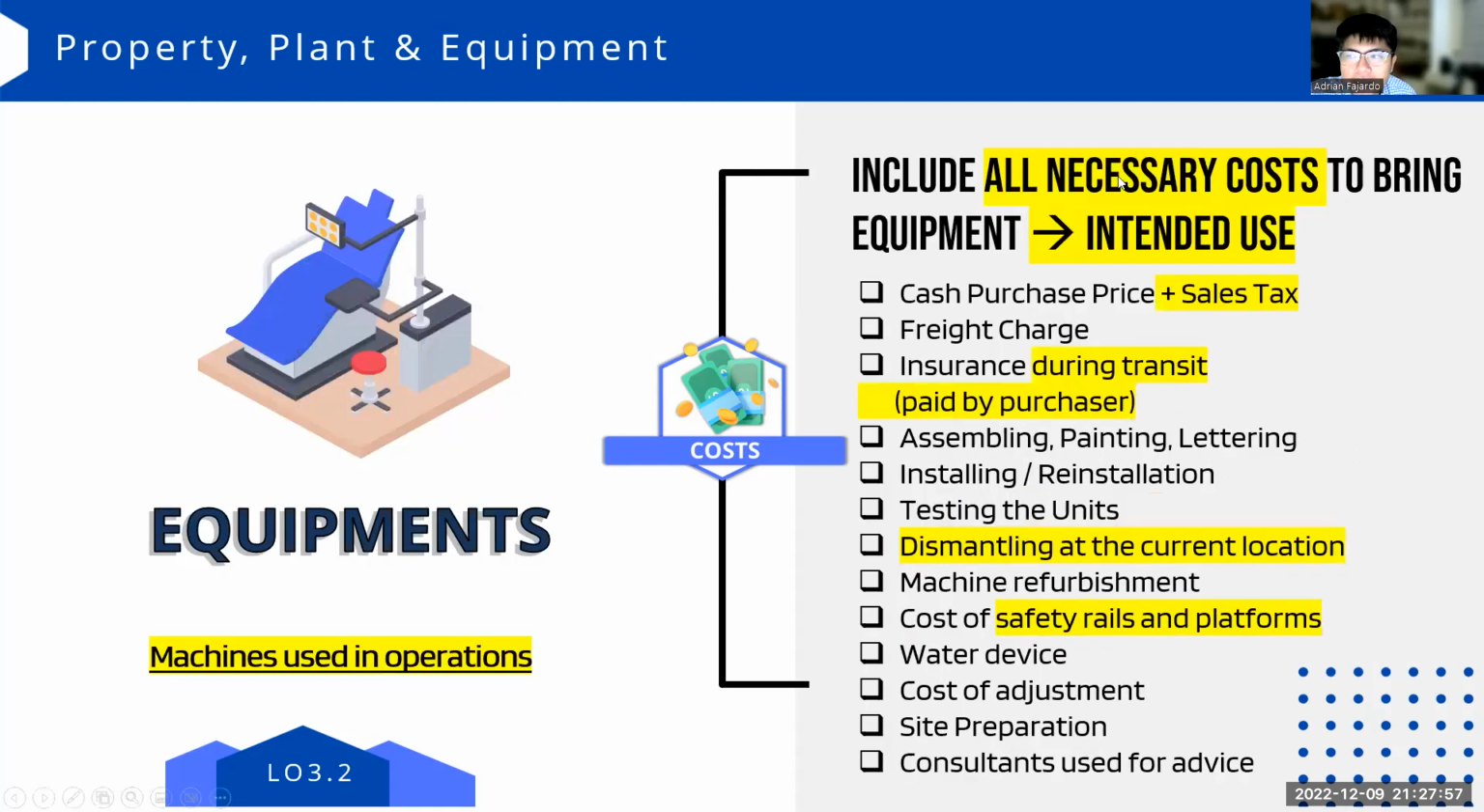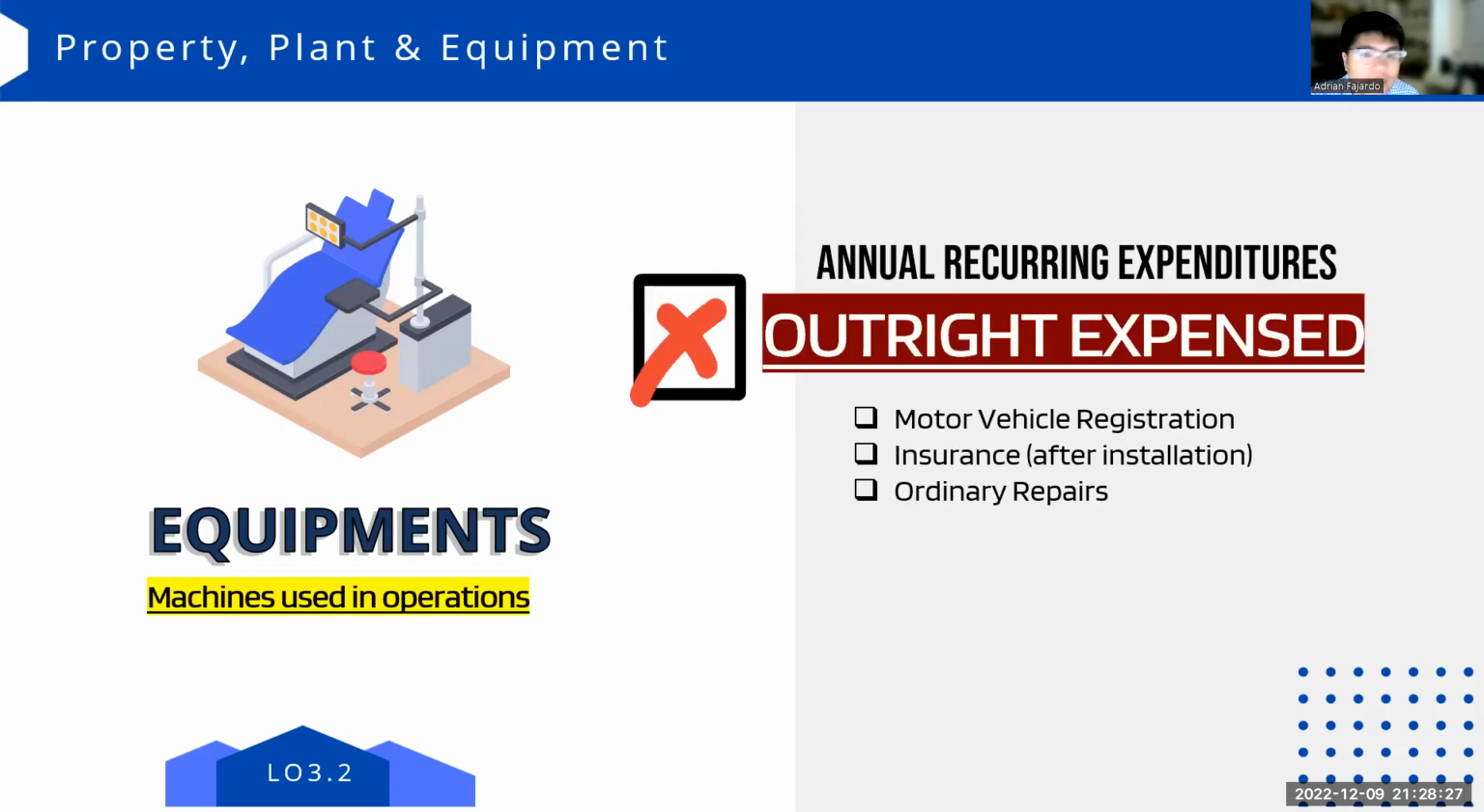And then lastly, sa equipment would be anything that you have to spend in order for it to arrive at its intended use. So pag insurance, kailangan during in transit. Kapag may dismantling, okay, capitalize. Safety rail, water device to cool, testing the unit, assembling, painting, freight charge, anything that you need to bring it and make sure na it's fully working should be capitalized to equipment. Then others would be outright expense, like motor vehicle registration, insurance after installation, or ordinary repairs.